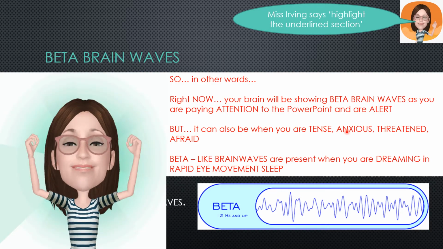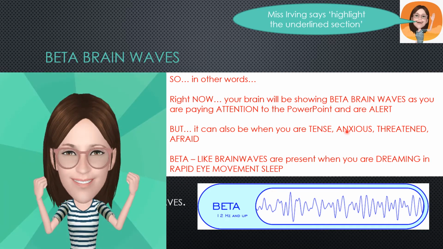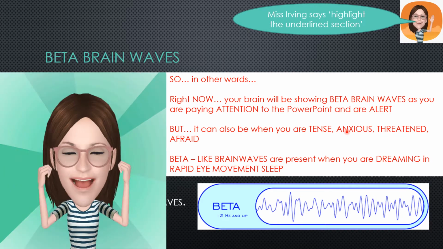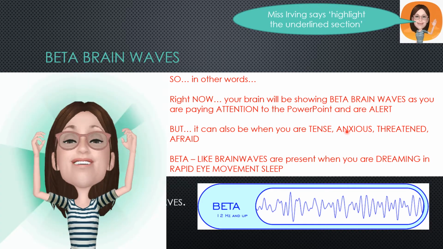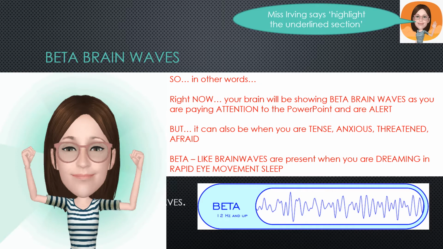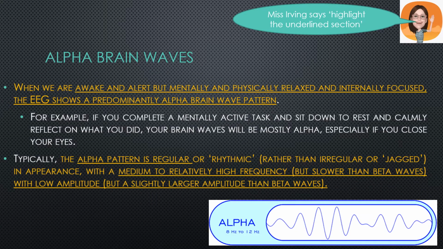So in other words, right now your brain will be showing beta brainwaves as you're paying attention to the PowerPoint and alert. But it can also be when you're tense, anxious, threatened, and afraid. Beta-like brainwaves are present when you are dreaming in rapid eye movement sleep. So they're similar to beta, but they're not beta.